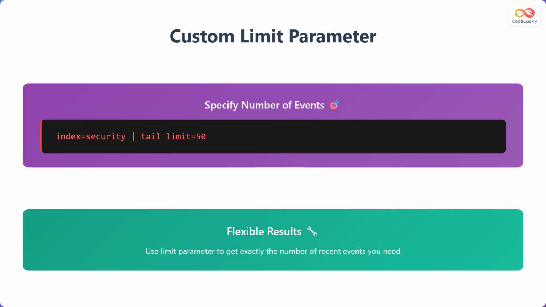The tail command becomes more flexible when you use the limit parameter to specify exactly how many events you need. For example, if you want to examine the last 50 events from security logs, you would write index equals security | tail limit equals 50. This approach gives you complete control over the number of recent events returned, allowing you to adjust based on your specific analysis requirements.